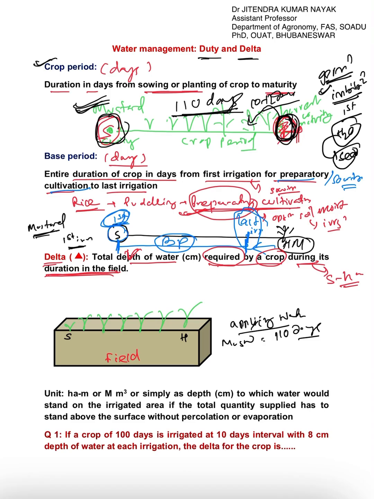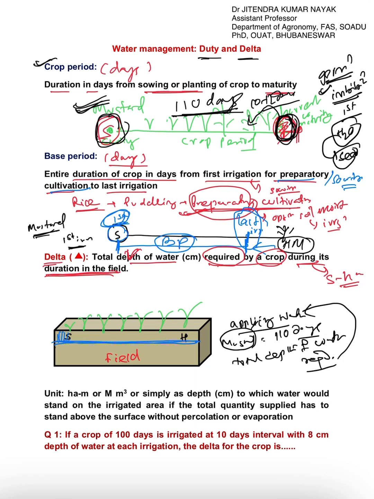So the question is, whenever we are growing this mustard crop, what is the total depth of water required? What is the total depth of water required to grow this mustard crop? This is the thing. So if we see, this is the field. For easy understanding, you will understand this.